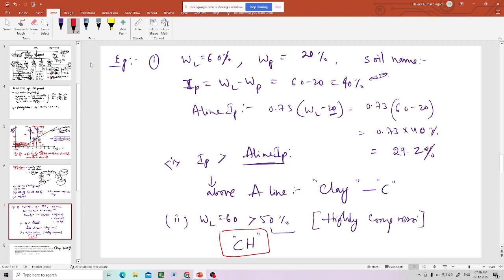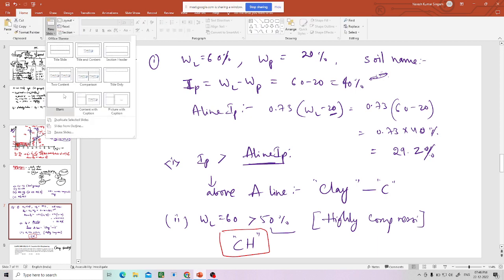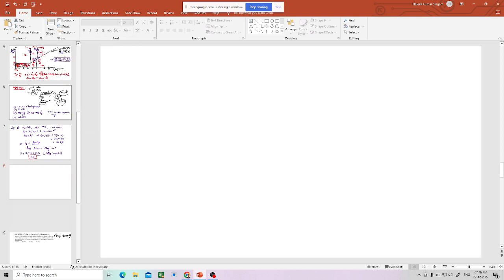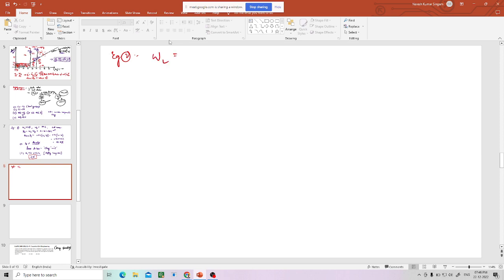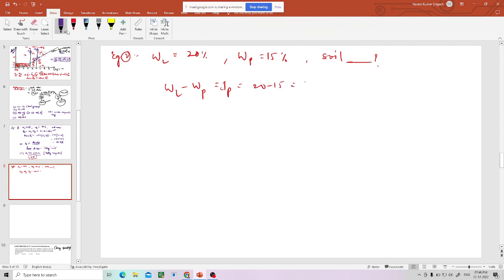So we'll solve another problem here. Example 2: WL is 20%, WP is 15%. What is the soil name? So what you have to do? WL minus WP equals IP, 20 minus 15. So it is 5%.